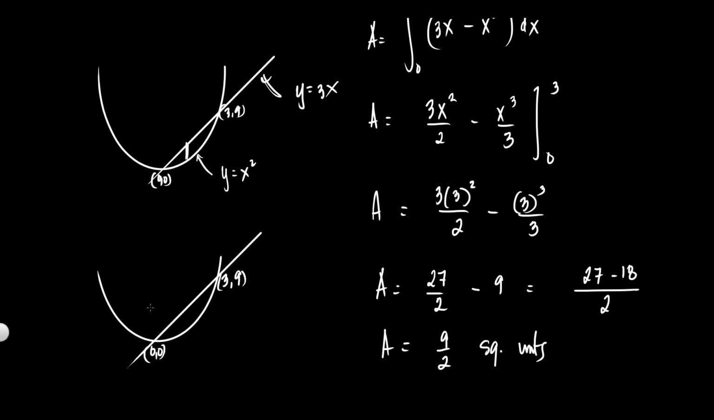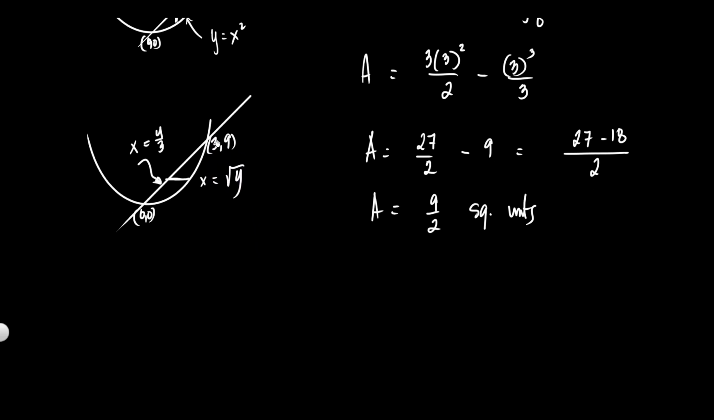So, ang gagawin lang natin is, gagamitan natin siya ng horizontal strip. So, we need x right and x left. So, this parabola is y equals x squared. So, ano yung x dito? X dito is square root of y. Then, the line here, y equals 3x, ang x dito will be y over 3. Diba? Solve for x, y over 3. So, meron ka ng x right and x left, and the thickness is dy.